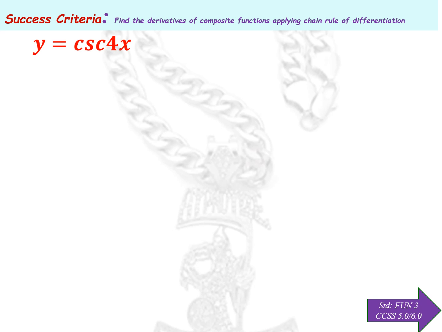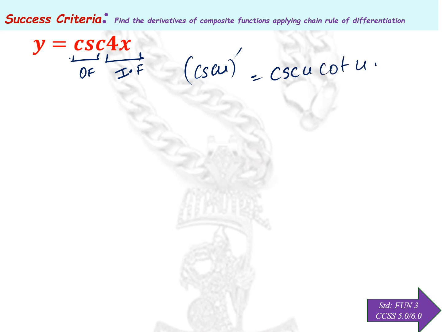Okay, again here is the formula for the cosecant 4x. Cosecant is the outer function and 4x is the inner function. So the formula is cosecant u. Formula is cosecant u, cot u, and then u prime. So let's try to write the formula of the derivative: cosecant u, cot u, and then u prime.